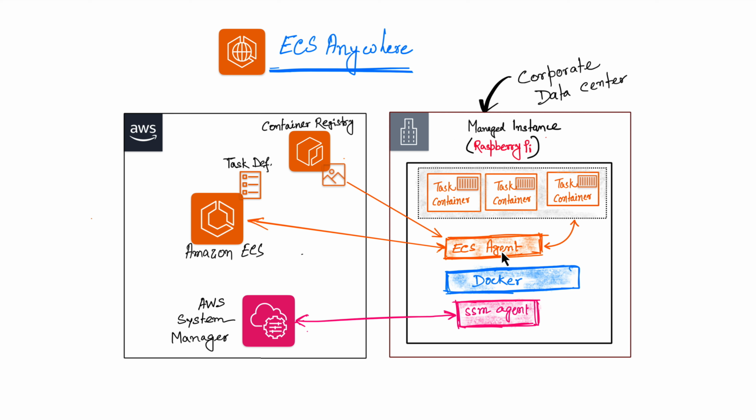The ECS agent runs as a container and takes care of all the communication with the ECS cluster, like sending information about resource utilization and running tasks, or taking requests from ECS to stop or start task containers. The ECS agent uses the same role that gets assigned to this managed instance for all these activities.